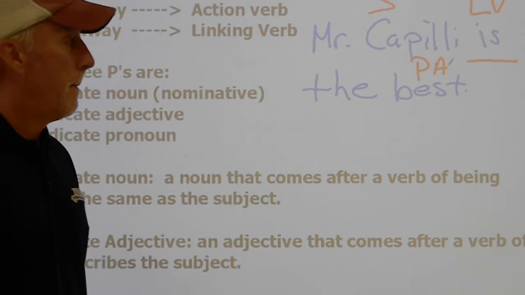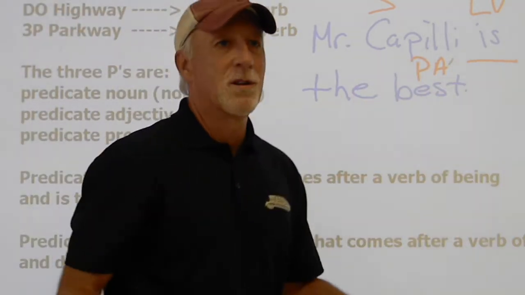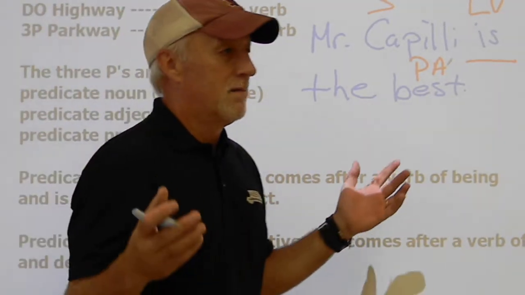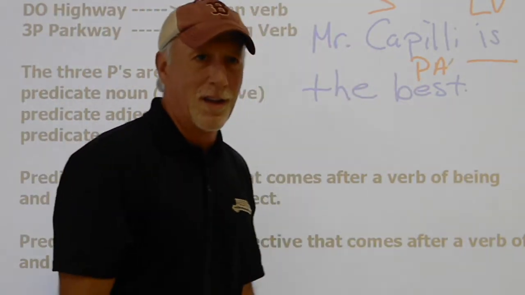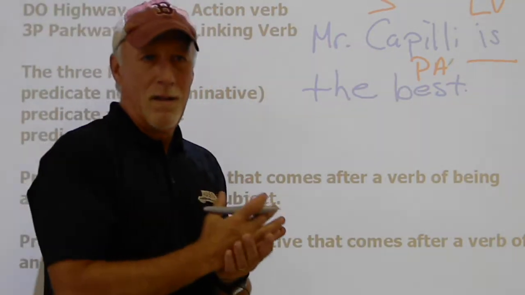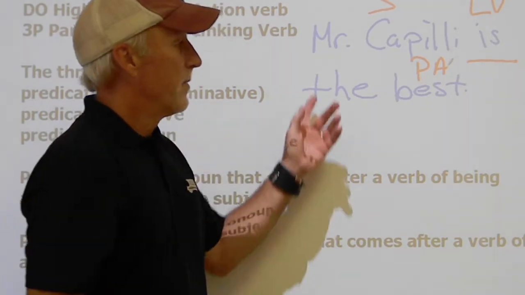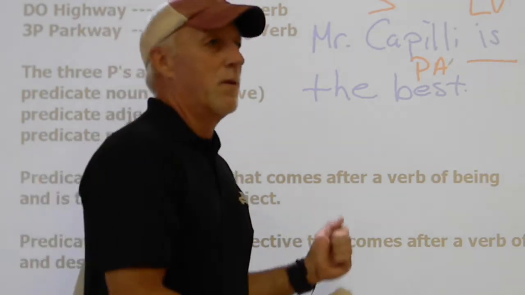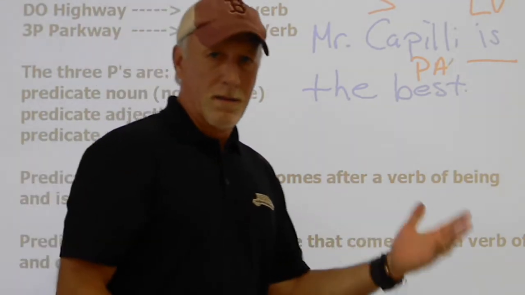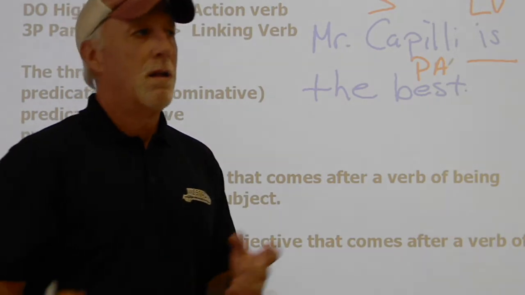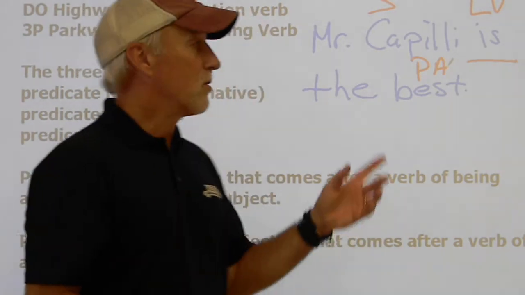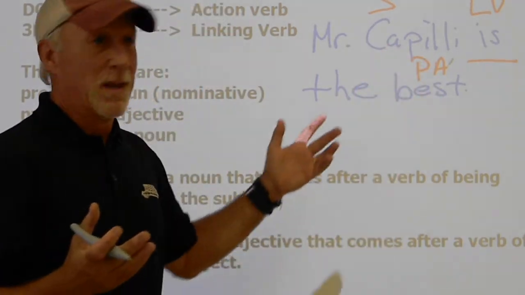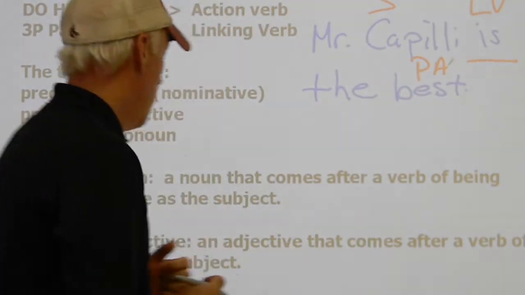Mr. Capilli is handsome. Mr. Capilli is brave. Mr. Capilli is funny. Those are adjectives describing a subject. If it was a predicate noun, Mr. Capilli is my friend. Friend is a predicate noun. Mr. Capilli is a teacher. Mr. Capilli is a dad. Predicate nouns mean the same thing as the subject, okay?